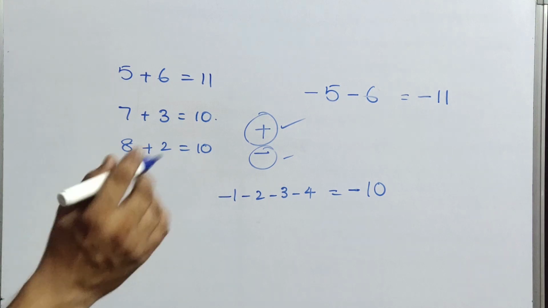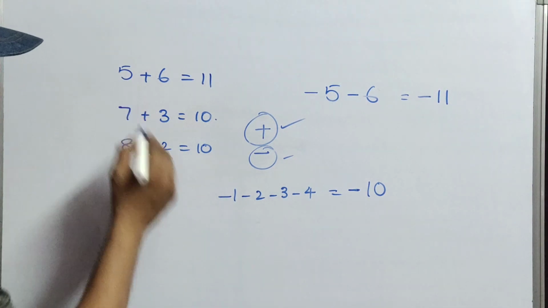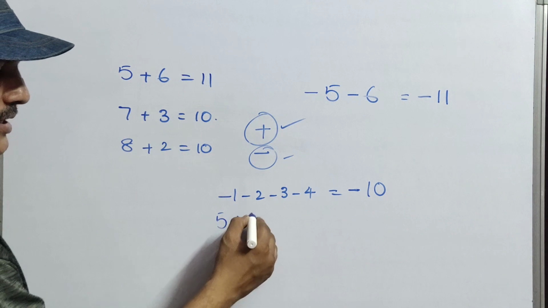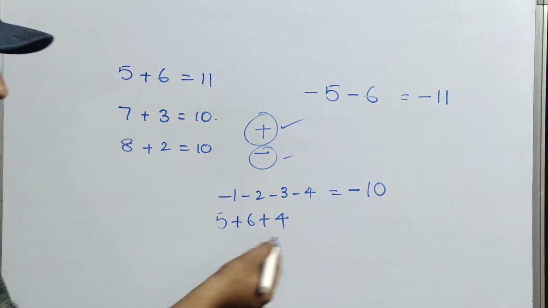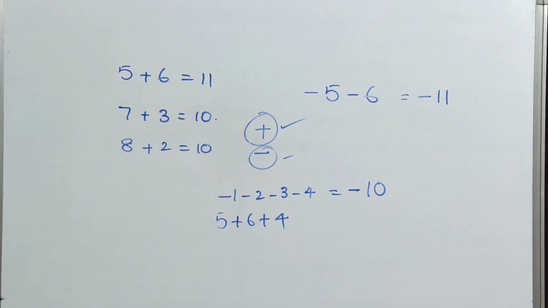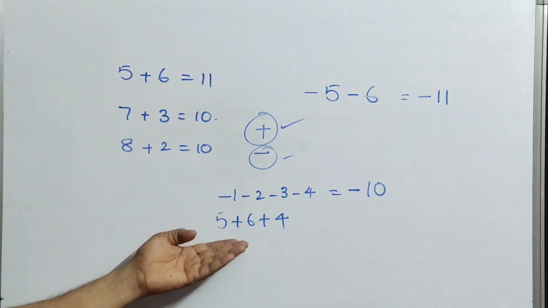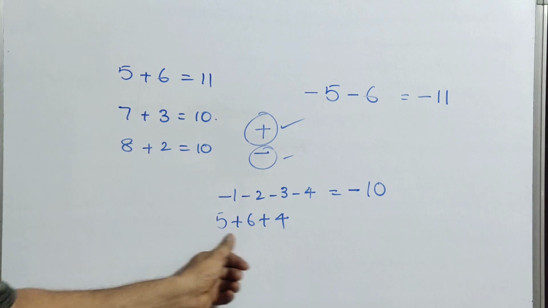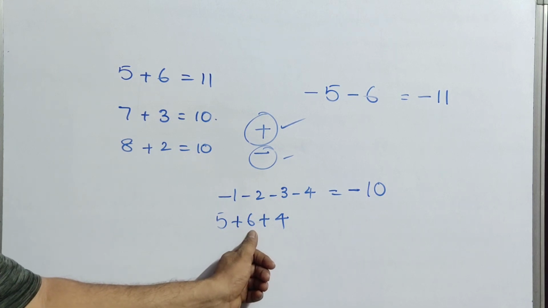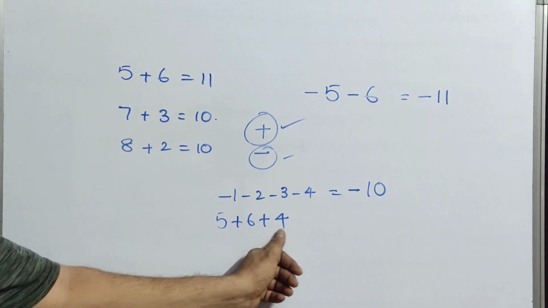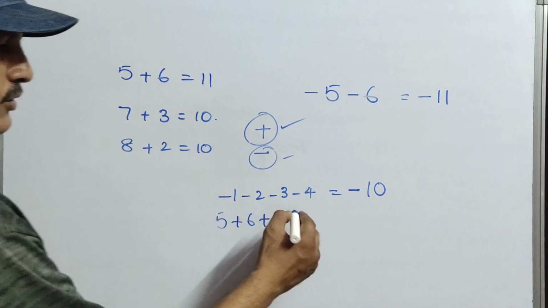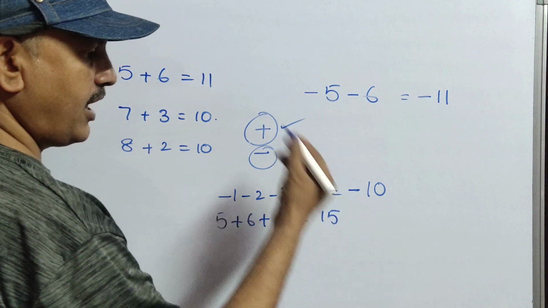Okay. Now similarly, here see, plus 5, plus 6, plus 4. What are these? All plus terms. So we have only one chance. The symbol itself is telling you to add. So all are plus terms. 5 plus 6 is 11. 11 plus 4 is 15. So you got 15 as the answer.